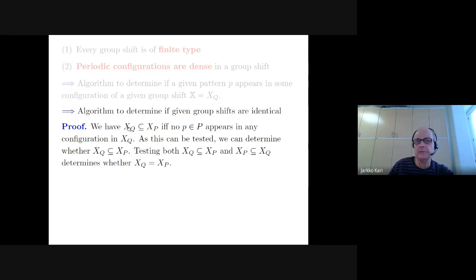So we can test whether X_Q is a subset of X_P just by running through all the patterns in P and checking for each that it's not in X_Q. All right, and then we reverse the roles and test the other way whether X_P is a subset of X_Q by the same procedure, and then we have tested for equality. So we can test for two group shifts if they are the same or not. You're just given the forbidden patterns and you can tell if they admit the same set of configurations.